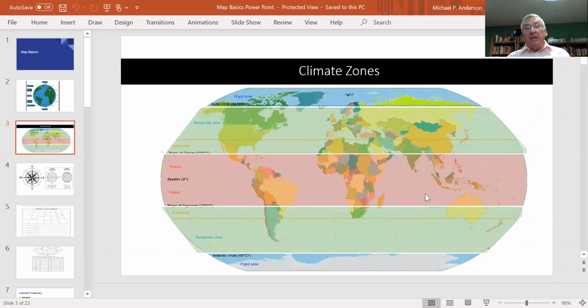And these are the climatic zones. We're going to look at this a little bit more tomorrow, but here's the frigid zone. This is the temperate zone. These are the tropics. Tropics, of course, being hot. Another temperate zone, a frigid zone down here, set off by the Arctic Circle, Antarctic Circle, Tropic of Cancer, Tropic of Capricorn, and the equator in the middle. Okay, so we'll pick that up again tomorrow.